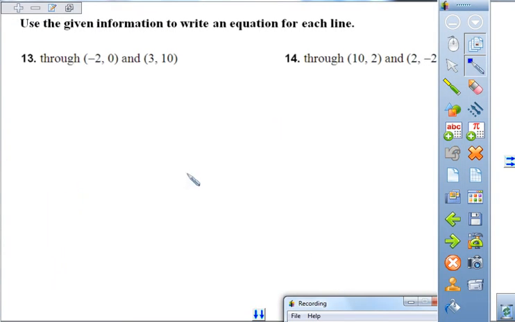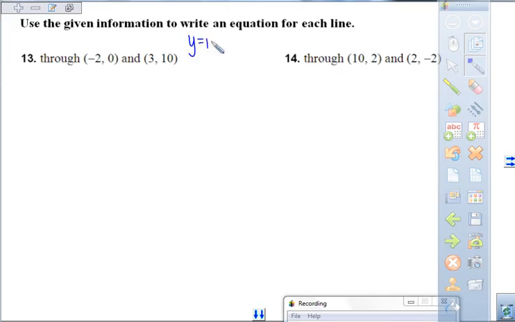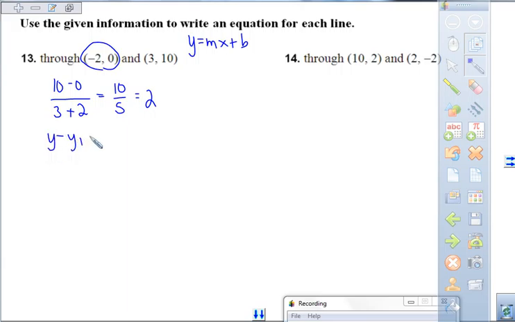Another skill from Algebra 1 that you had to be good at was using information to write an equation of a line, so given 2 points. So when we write lines, we do y equals mx plus b, so we have to figure out what m is, and we have to figure out what b is. So the first thing we want to do is calculate the slope. 10 minus 0, over 3 minus negative 2. So we get 10 over 5, which is 2. And now we're going to pick a point, and I'll just pick the first one. So we're going to do point-slope form.